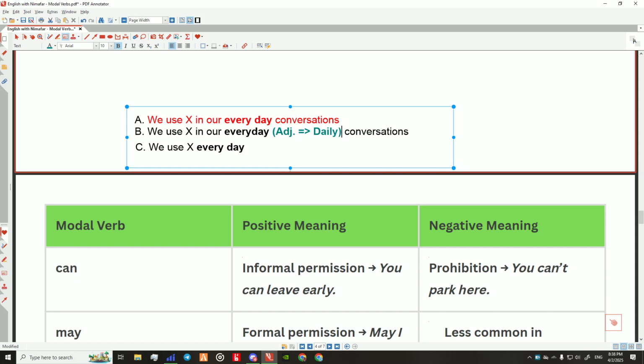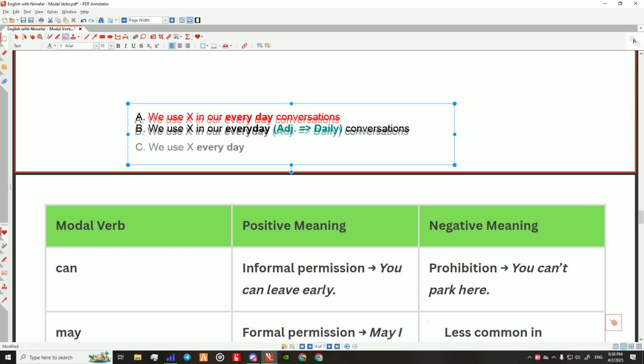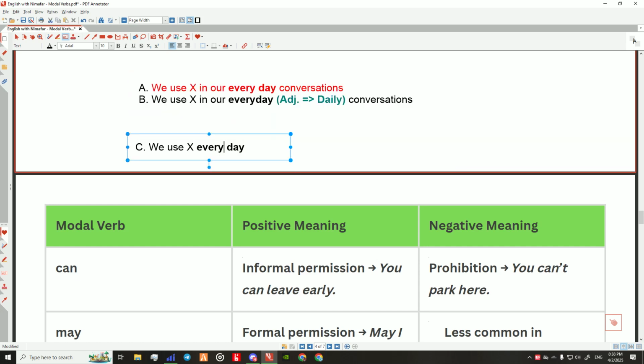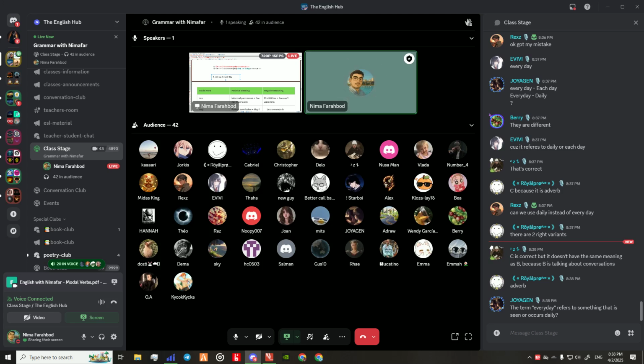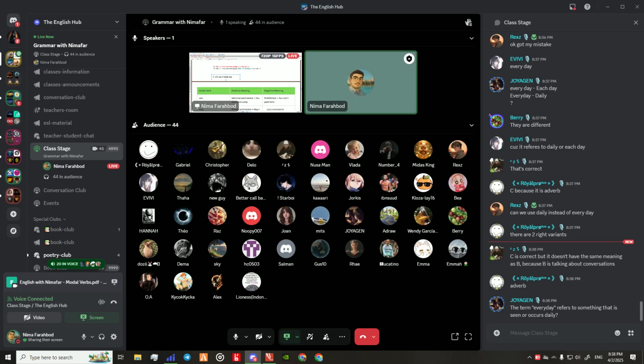But here, every day, my bad. But here, okay? So what is this one? We use X every day. That one was an adjective. What about this one? C is correct, but it doesn't have the same meaning as B. Because B says, very good. Of course.